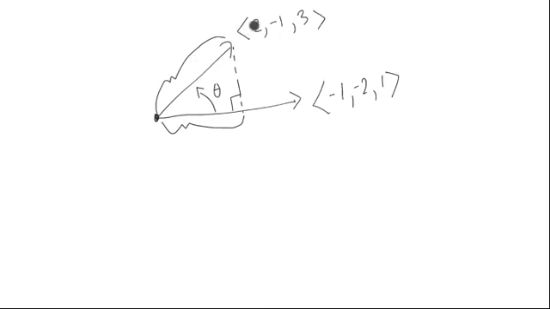Let's find the length by taking 2 squared plus 1 squared plus 3 squared in a square root. Okay, and that's going to end up being 4 plus 1 plus 9, so 14, square root of 14.